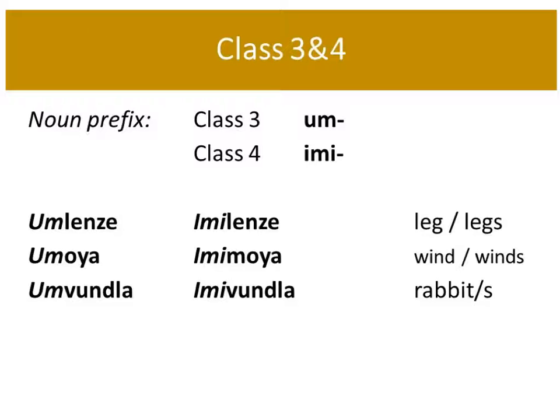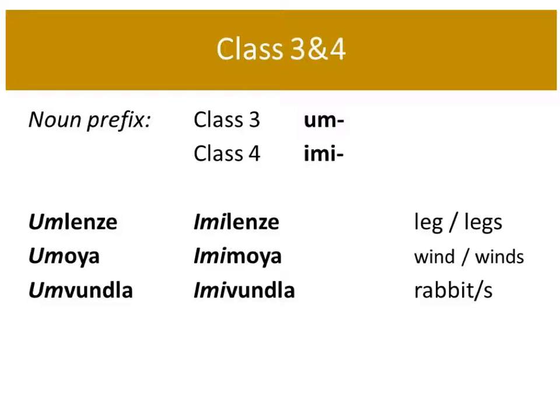So our noun prefix for class 3 is um, and as I've mentioned, these will be the non-human nouns that belong to class 3. And the plural of um in these cases is our class 4 nouns. The noun prefix is always imi.